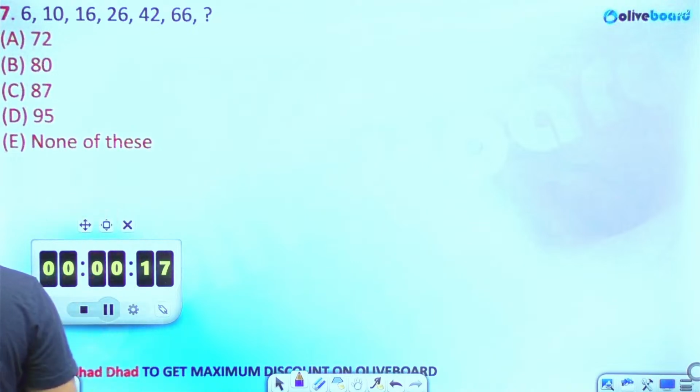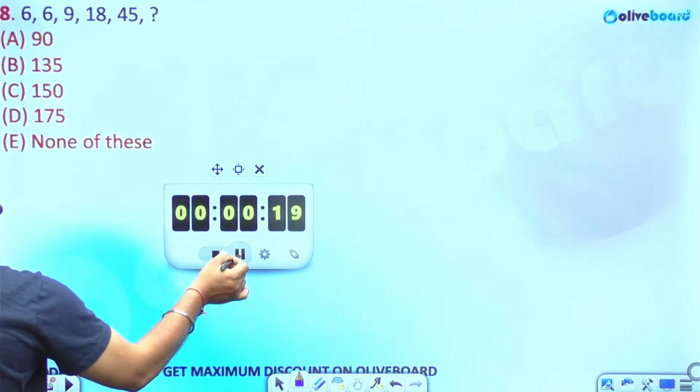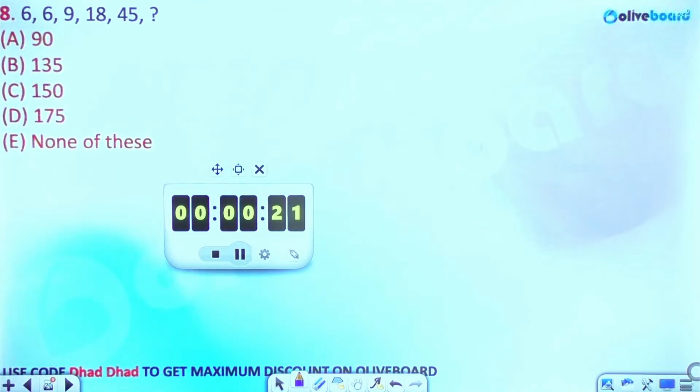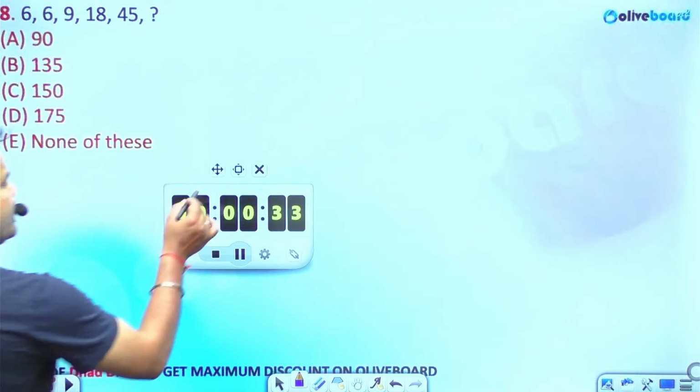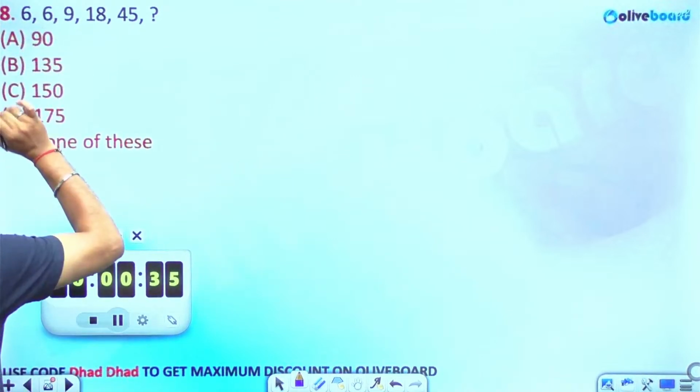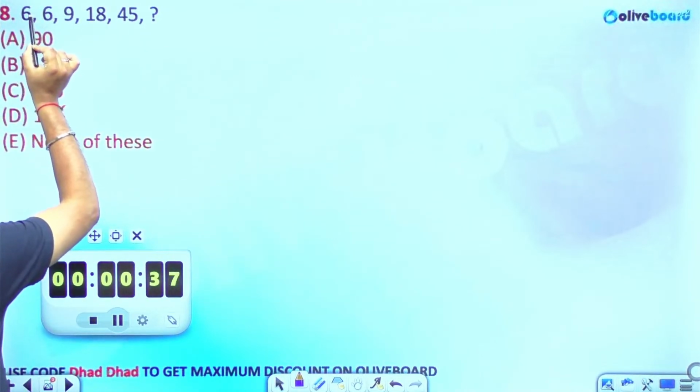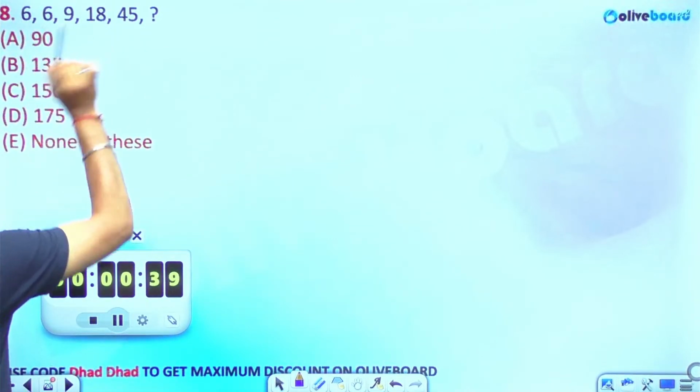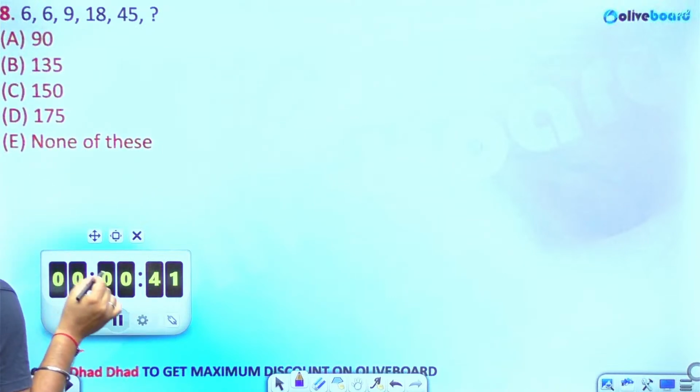This is an addition series, simple addition. This is easy. Go for this. This is important. Whenever there are equal numbers, or there is a gap of 1 and then exponential increment, this is an into 1 plus minus 1 series.